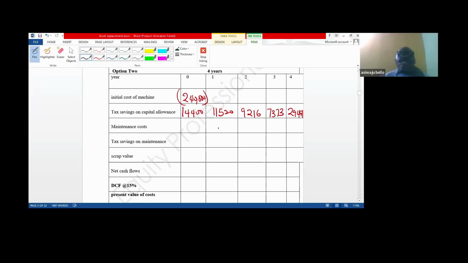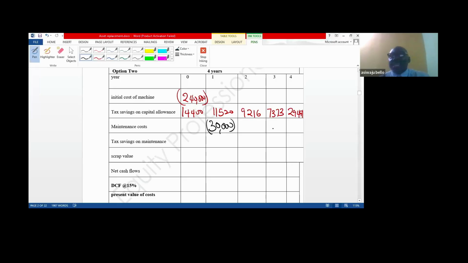Maintenance cost for year 1. Ordinarily, that maintenance cost is to be financed by the supplier. Maintenance cost for year 2 is 30,000. Examiner says this maintenance cost will be incurred at the start of year 2. Start of year 2 means end of year 1. So you are going to bring 30,000 here. This is the maintenance cost for year 2.